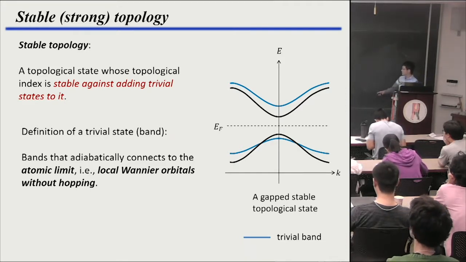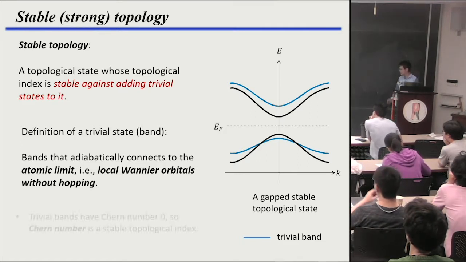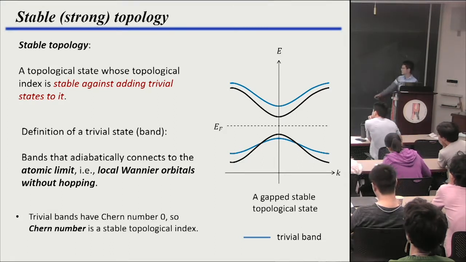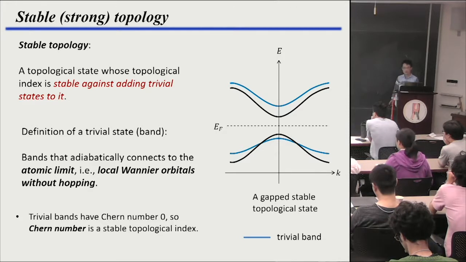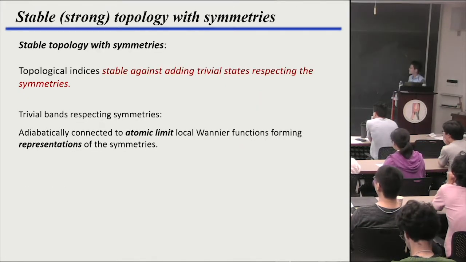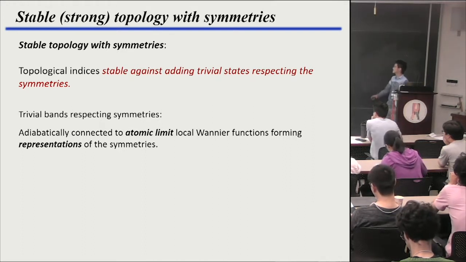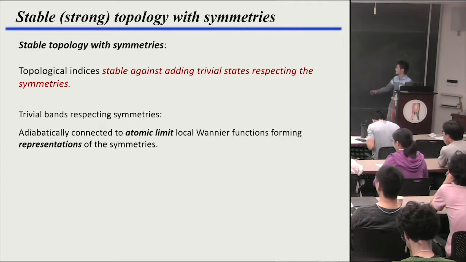So basically, this means you can add this trivial band and turn on any allowed hoppings, and this topological index should remain. So for example, for a trivial band, you can prove it's always Chern number zero. So the Chern number is actually a stable topological index. Stable topology can also be generalized to when you have symmetries. In this case, you just require that all the trivial states or any Wannier orbitals you consider have the symmetry as you add it.